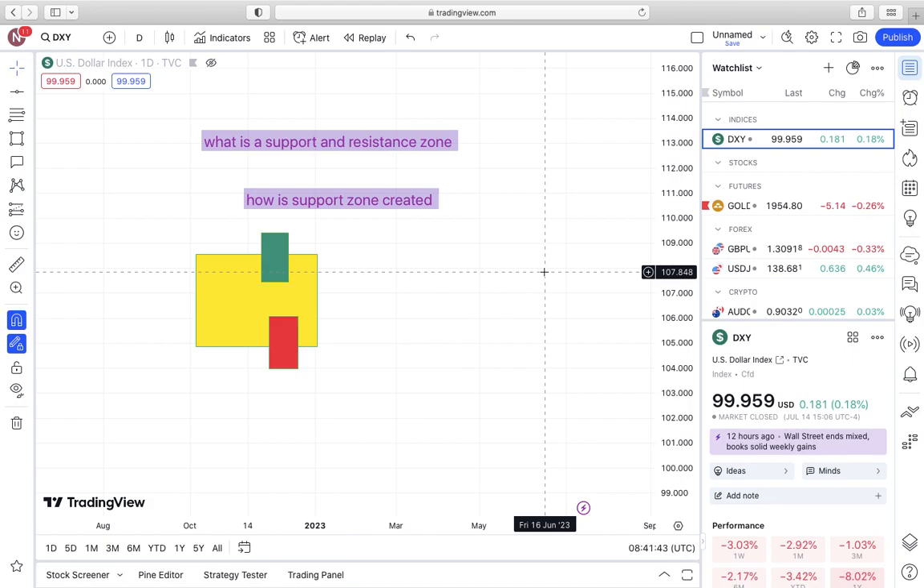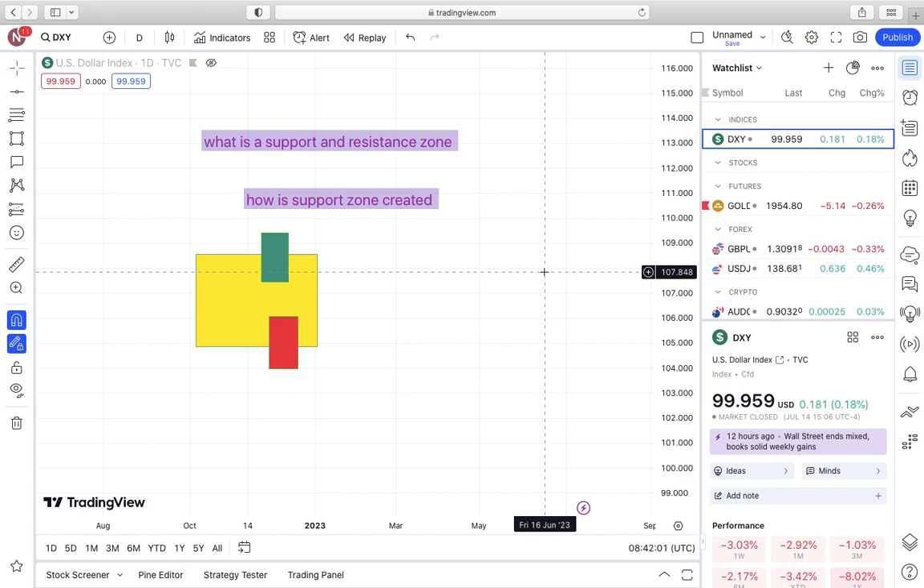I'm done with the support zone, and now you wait for it. I go to the real market so that I can show you how to identify them, and how you can draw the line.